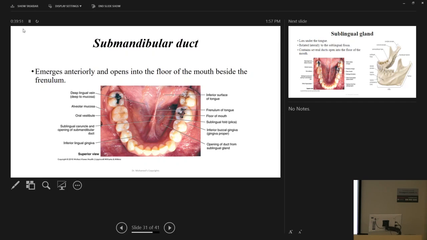So in your dissection today, what you are going to do basically is remove carefully this mucosa which covers the floor of the mouth, to get to your submandibular salivary gland duct.